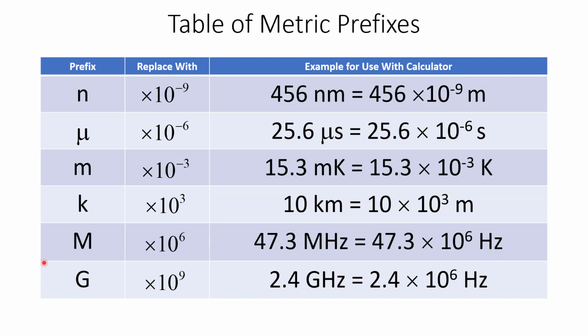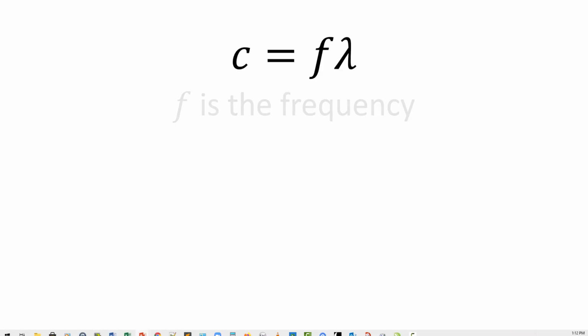And then the capital G, pronounced giga or giga. Either pronunciation is okay depending on where you are in the world, but that means times 10 to the ninth, or billion. So if you see something like 2.4 gigahertz, replace the capital G with times 10 to the ninth, and you can put it into your calculator that way. 2.4 times 10 to the ninth hertz.